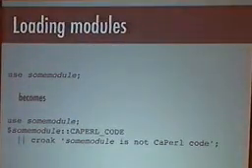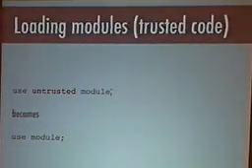When you use a module, it checks whether it's CaPerl code. So you do use some module, check whether that global is set in that module, and die if it isn't. If you use an untrusted module, which again, remember, only trusted code can use an untrusted module, and that's enforced by the compiler, then that just becomes use module in the usual way. Okay, I'm actually going kind of fast here, I'm surprised.